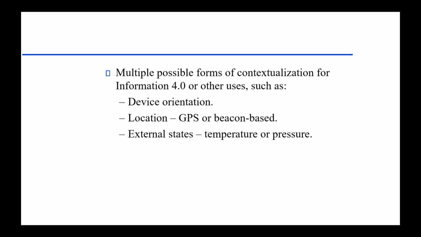External states, temperature or pressure. Do we need to monitor temperature for a possible rise in temperatures, let's say due to a fire or a broken air conditioner? Pressure. Maybe we have a gas line that's broken or an air line that's broken, and the pressure in the engine room is starting to go up for some inexplicable reason. We need to modify the information.